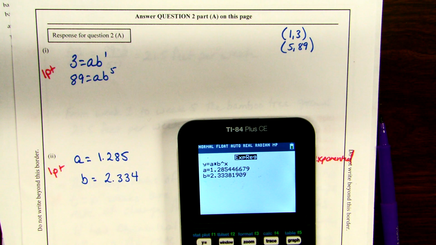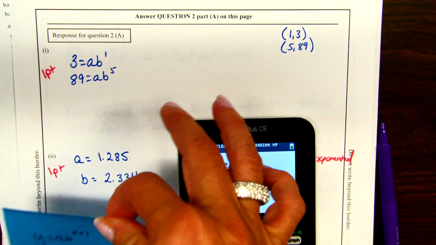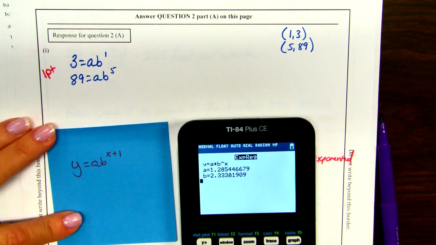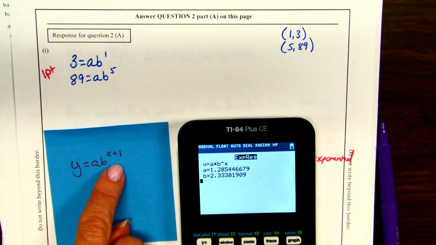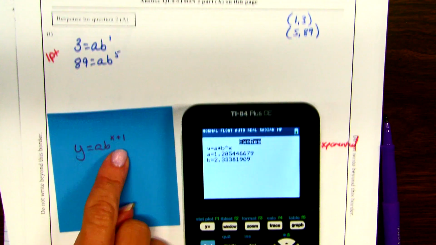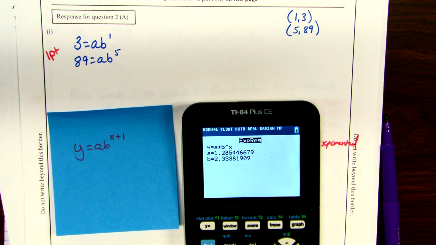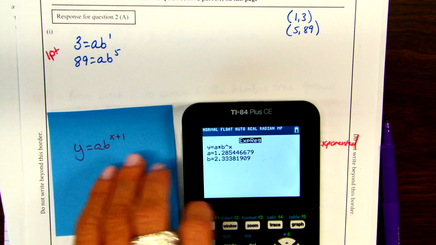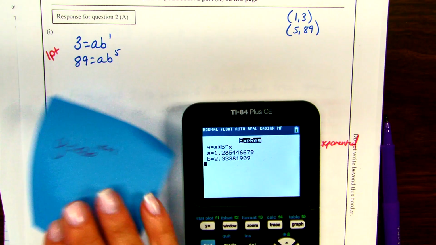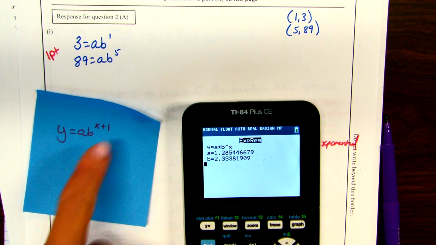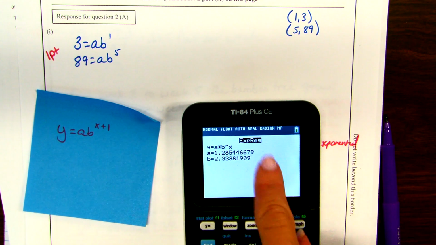One thing I talked about last week, in case you weren't here or in case you were here and you missed it, either way, what do you do if instead of a times b to the x, they put a transformation in it, like a +1? You have to do it here. So if it said the a plus +1, if they put that in there, we can't do a transformation model on our graphing calculators.